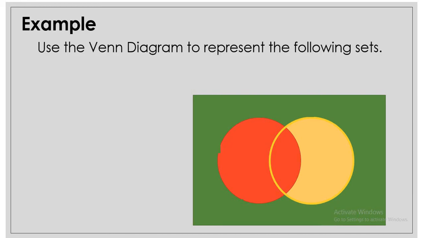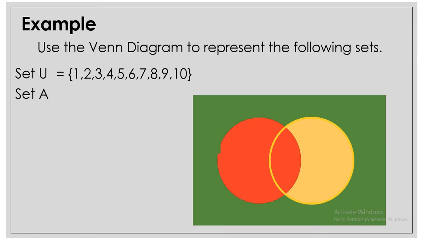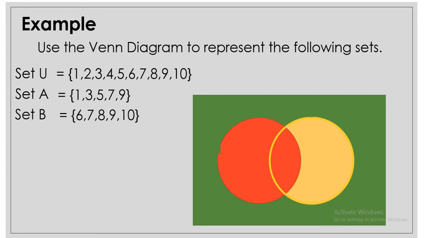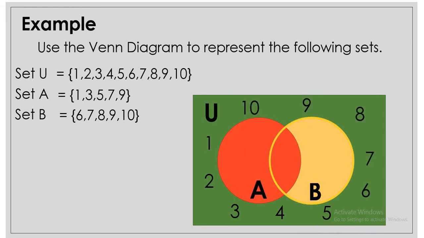Let's have an example. Use the Venn diagram to represent the following sets. Set U having 1, 2, 3, 4, 5, 6, 7, 8, 9, 10. Set A having 1, 3, 5, 7, 9. Set B having 6, 7, 8, 9, 10. So the figure, this is the set U having set A inside and set B. Okay, set U has 1, 2, 3, 4, 5, 6, 7, 8, 9, 10.